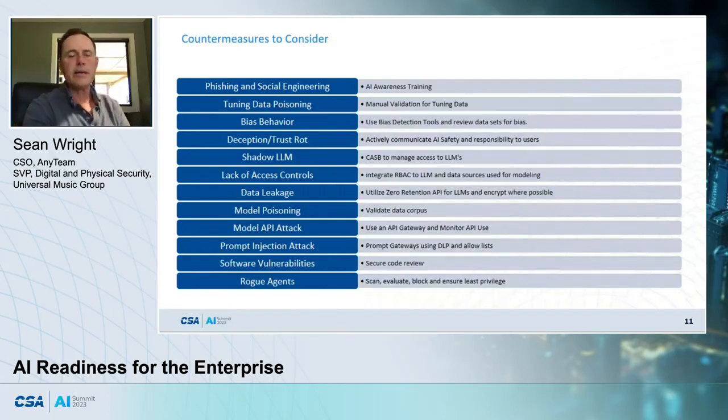Training data poisoning. So this is validating data. Right now, I think the only way to do this is through manual validation, to ensure that the data coming back aligns with what should be coming back, the known accepted results.